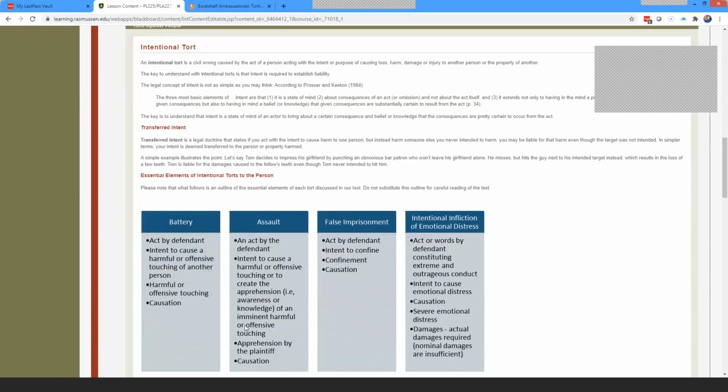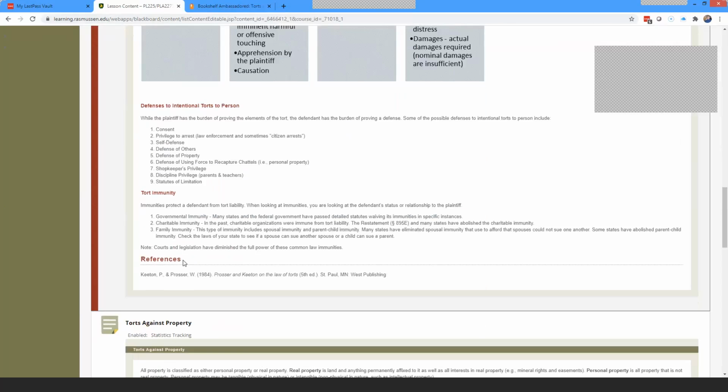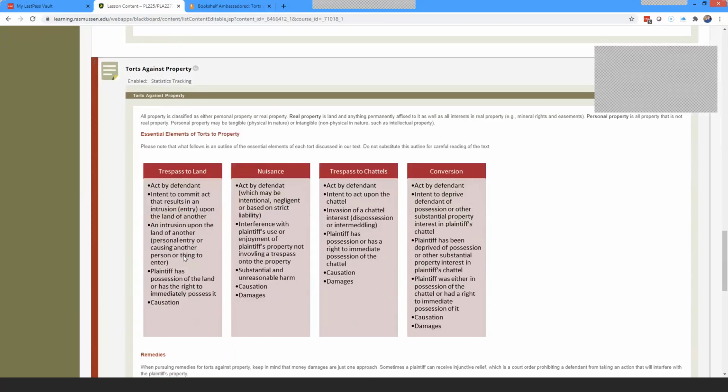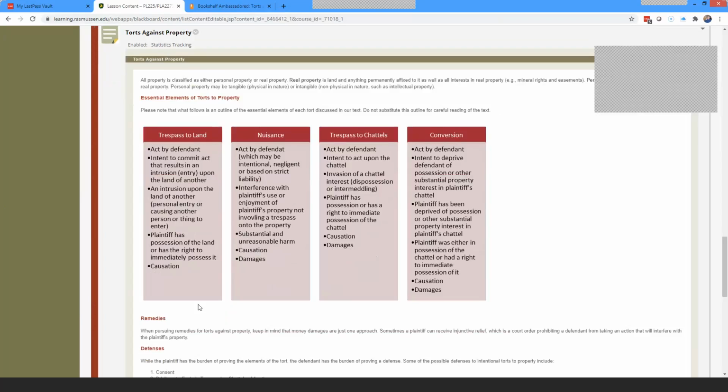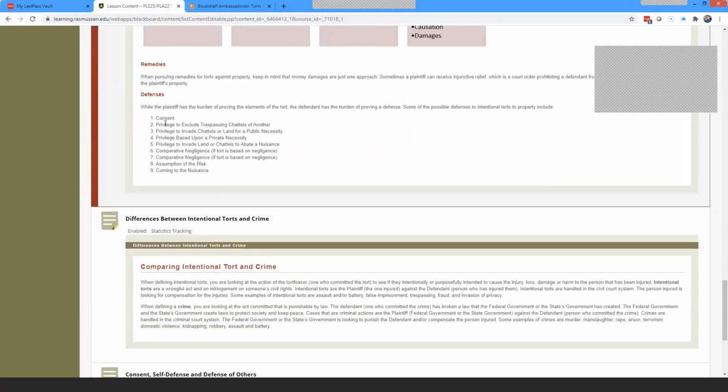Each of these bullet points is an element, okay? And then they list the defenses, and here's torts against property, and each of these bullet points has the basic elements. So if you prove some elements but not all, normally you're going to lose if you are the plaintiff. If you're the defendant and one of the elements is missing, normally the defense wins. And it has the defenses here. The defense would have to prove the defenses.